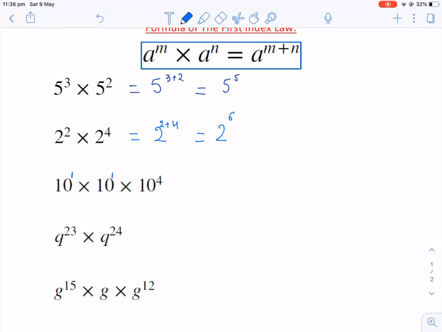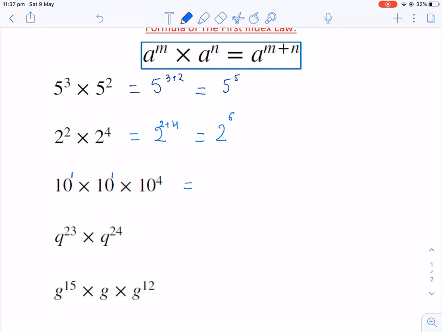It means 10 to the power 1 times 10 to the power 1. But in mathematics, we do not write 10 to the power 1. We write 10, and we have to understand that it is 10 to the power 1. So I just write number 1 on top of 10 for you to easily understand this example.